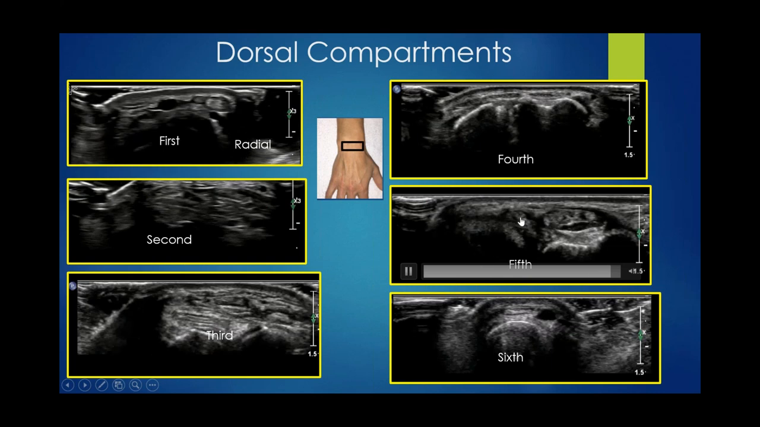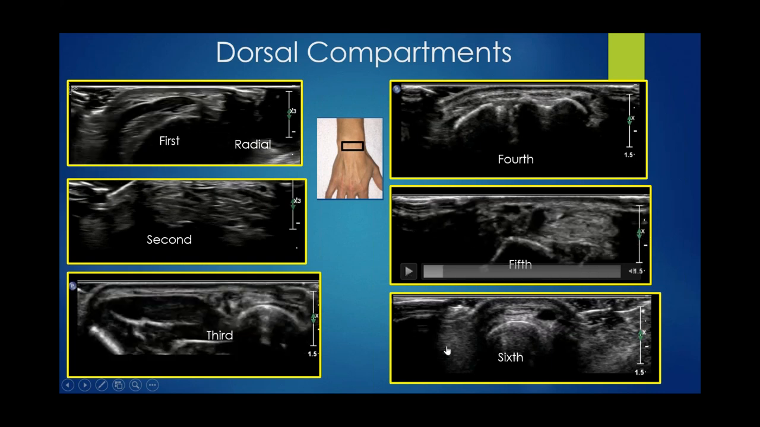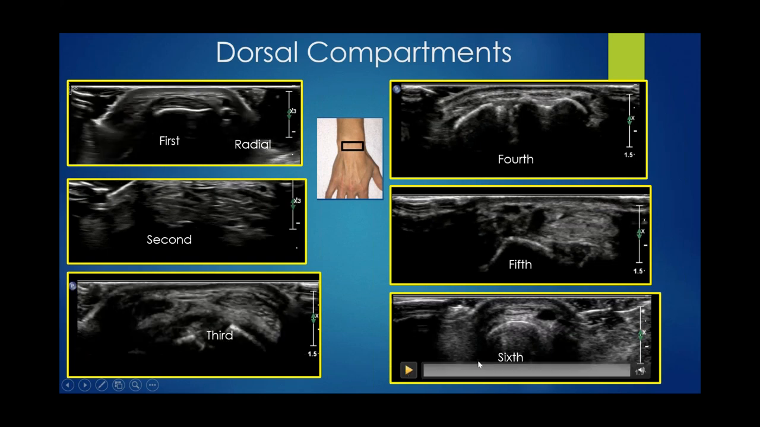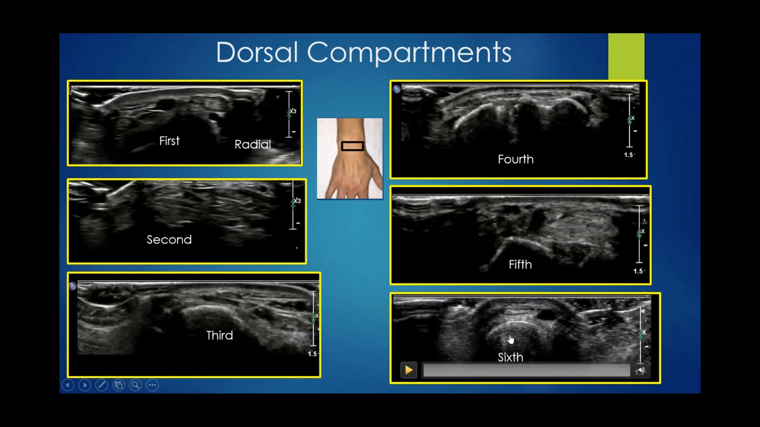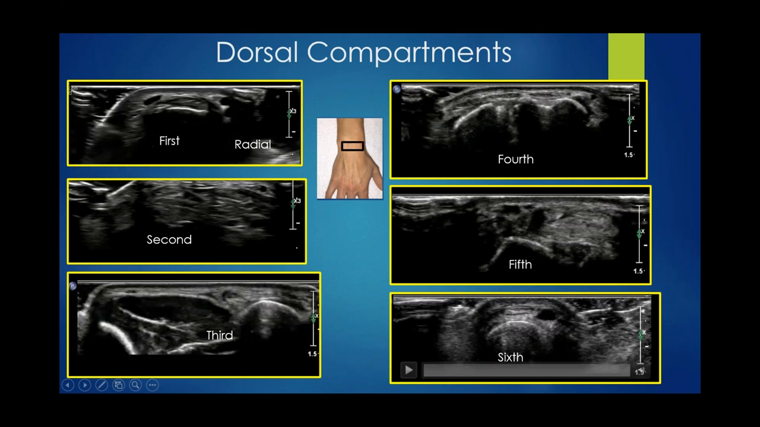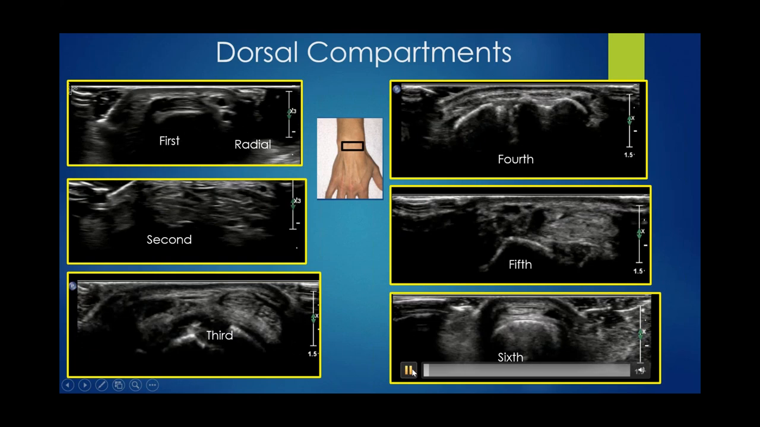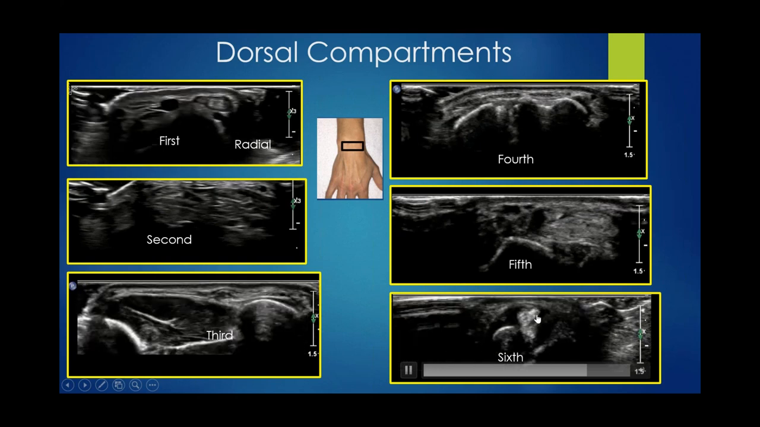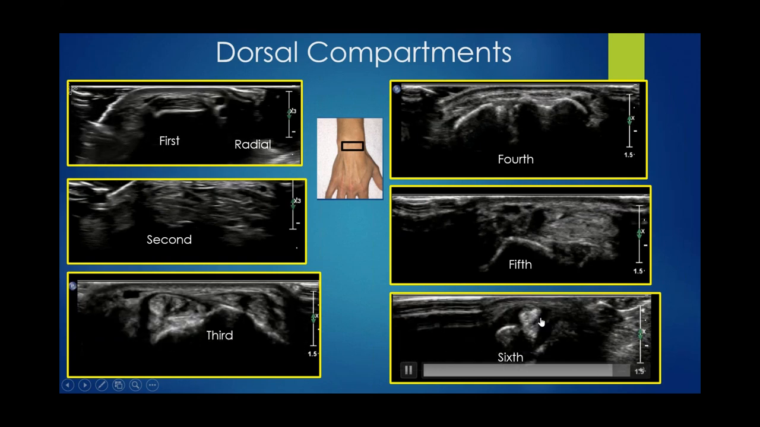Then lastly is the sixth compartment. Again, this is the extensor carpi ulnaris tendon. It's immediately overlying the ulna, depicted here. It will traverse across the wrist and then insert into the base of the fifth metacarpal. Here's the tendon in the little fossa on the ulna.